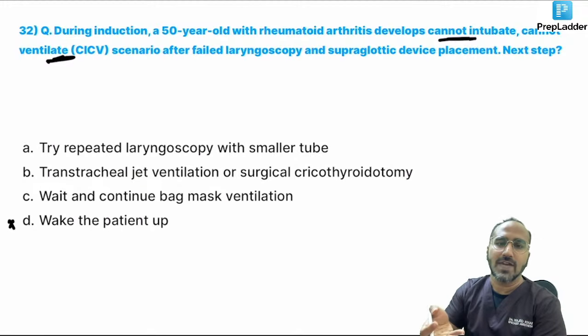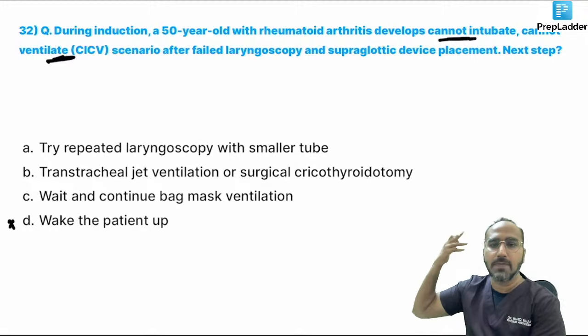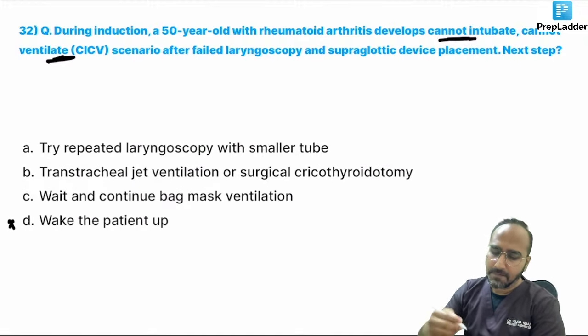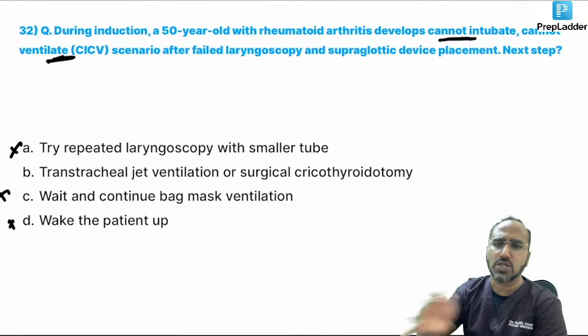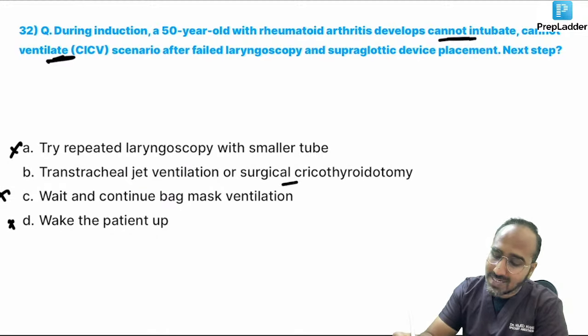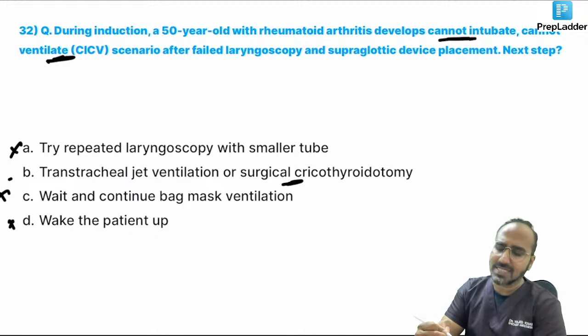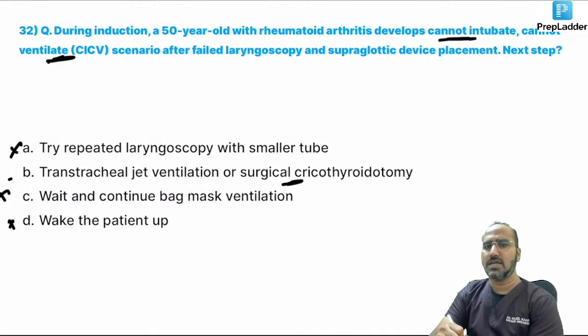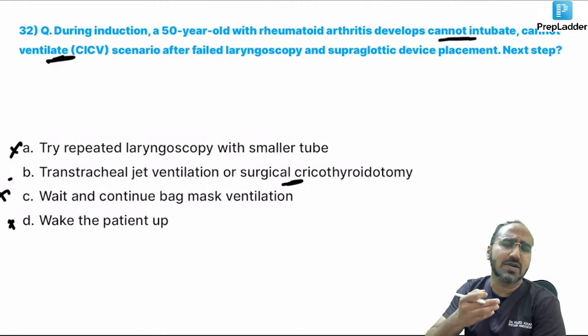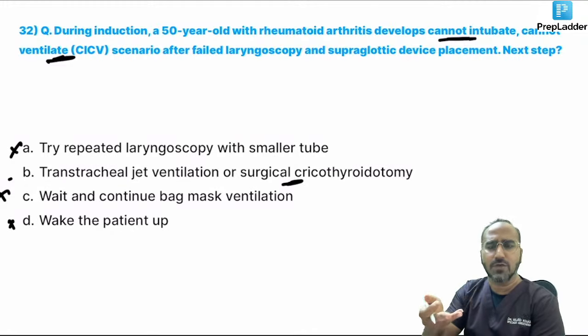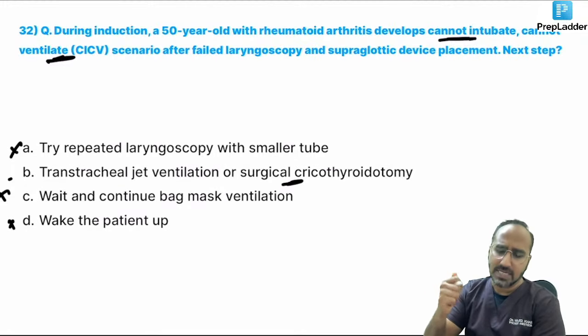Patient, if at all you are waiting, the patient might develop hypoxic brain injury. Okay? Can you repeat the laryngoscopy? No. Can you wait for bag mask ventilation? Ventilation has already failed. You go for surgical cricothyrotomy or transtracheal jet ventilation. Okay? If surgical was not there, you can go for needle cricothyrotomy. But needle cricothyrotomy is a temporary procedure. You have to convert it into surgical cricothyrotomy after some time.